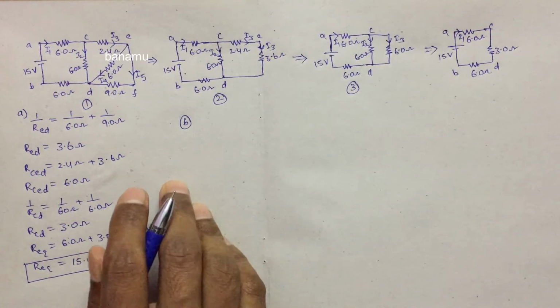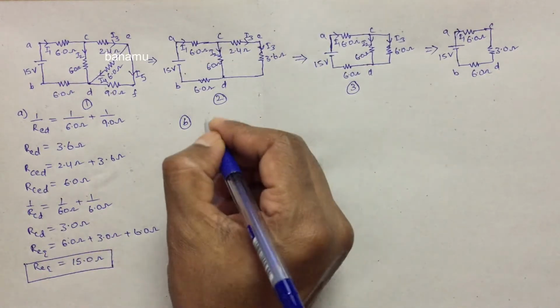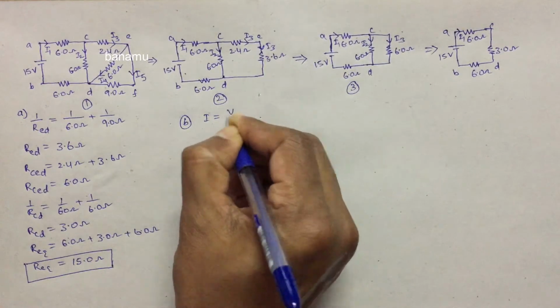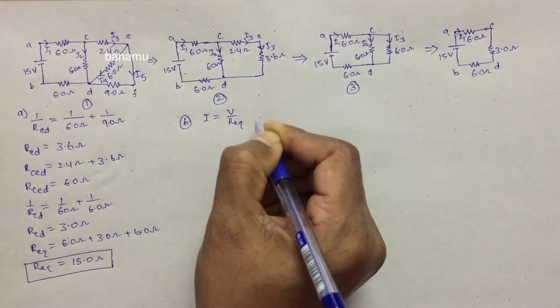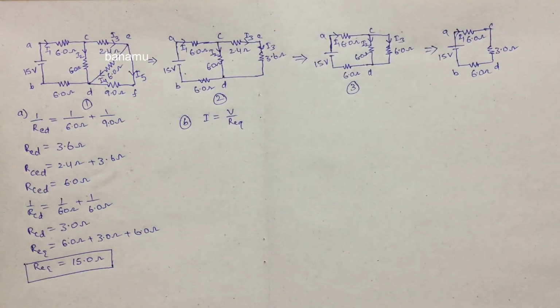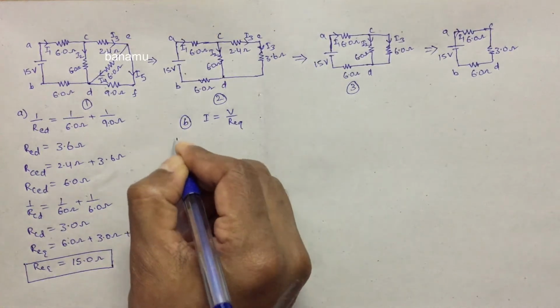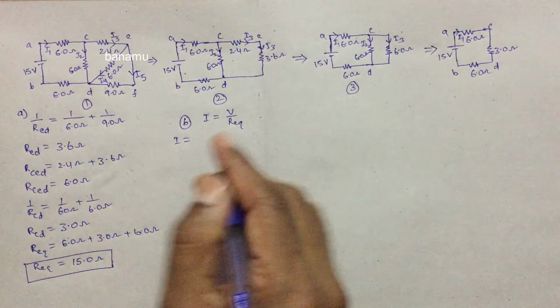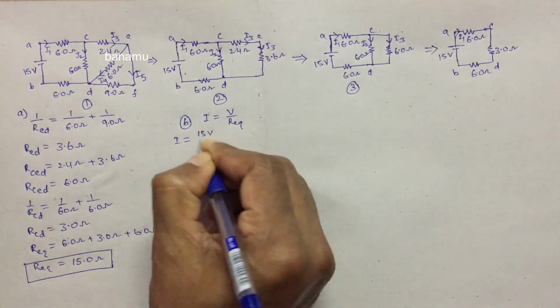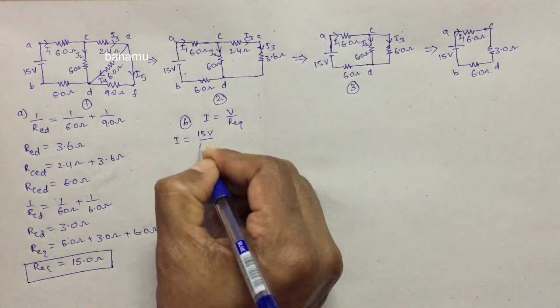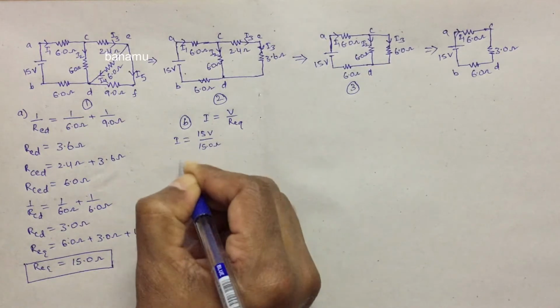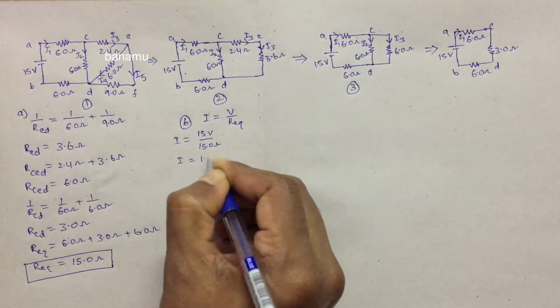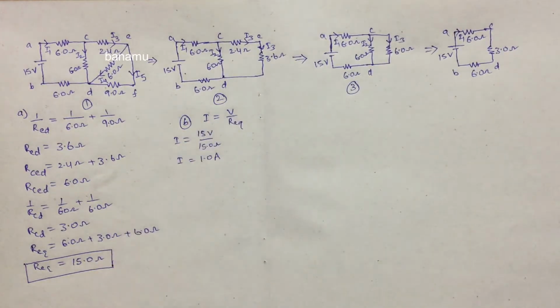First of all, we can calculate the current in the circuit. I is equal to V by R equal. The value of V is 15 volts and R equal is 15 ohms. So I is equal to 1 ampere. This is the current in the circuit.